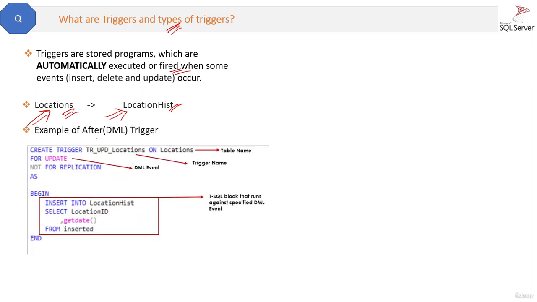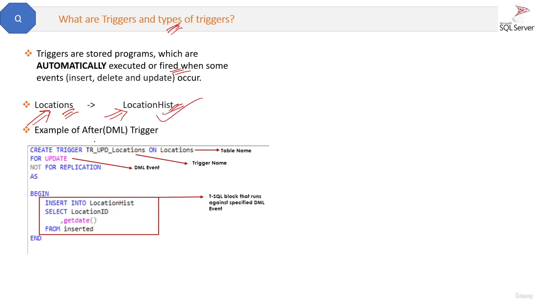So a trigger is used for tracking the delete. Suppose you want to delete something from locations, so you have to track that: when the data is deleted, and at what time it is deleted. That kind of information can be put in the location history table.